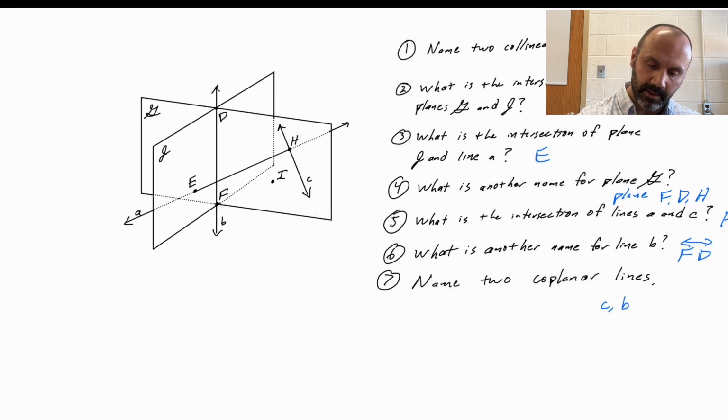Okay, so that's it. This is your lesson one on geometry: points, lines, planes, coplanar, non-coplanar, collinear, non-collinear, and intersections.